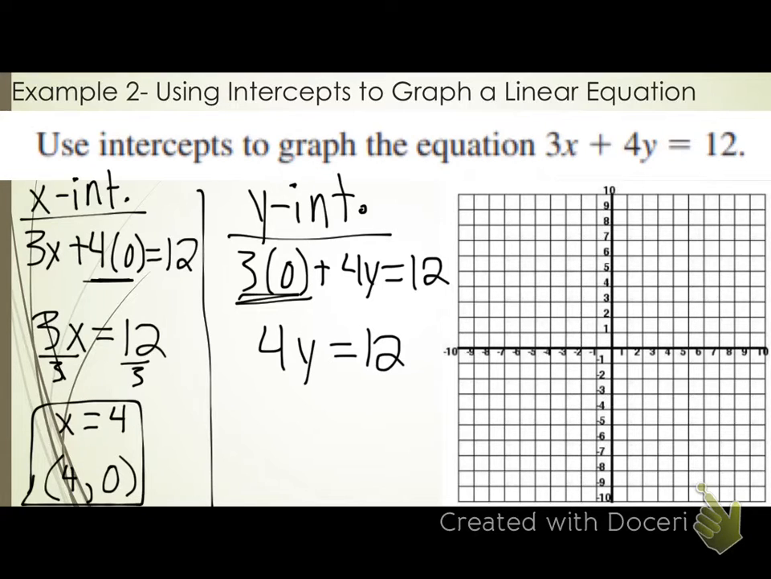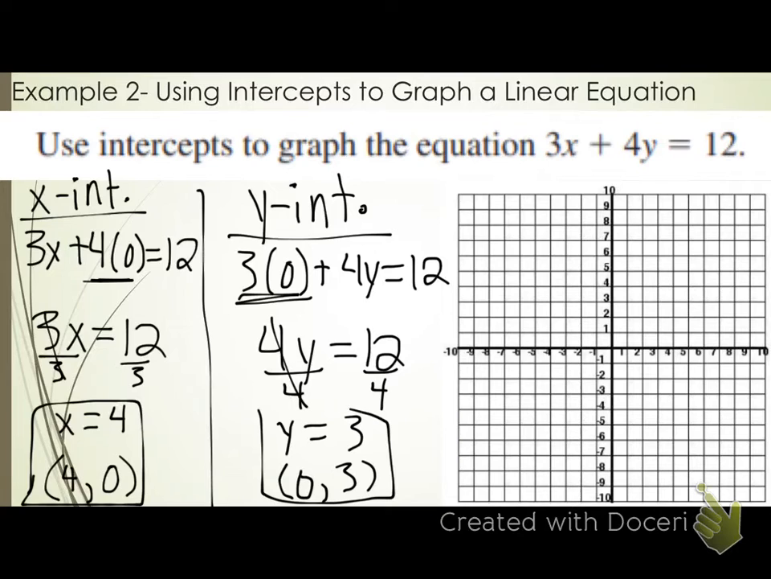Once again, just a one-step equation from here. How do I get y by itself? Divide by 4. So y equals what? 3. I do want you to write it as an ordered pair. So, what is my x value in this case? 0, because that's what I plugged in for x. Everyone agree with that? What's my y value? 3. Here's my y-intercept. We okay with that?